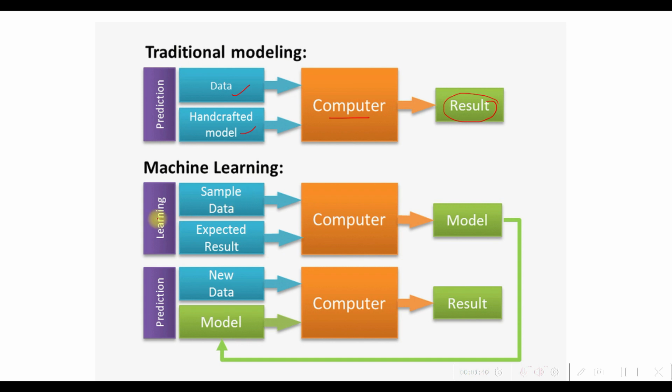Coming to machine learning programming, here we have two steps. One is learning and the second one is prediction. In the learning step, the computer gets the sample data and the corresponding expected output data as input. From that, the computer generates a model. This is called a trained model, a mathematical model for the data. Next, we provide the new data and the corresponding model as input to the computer. From that, we can predict new things. This is called machine learning.